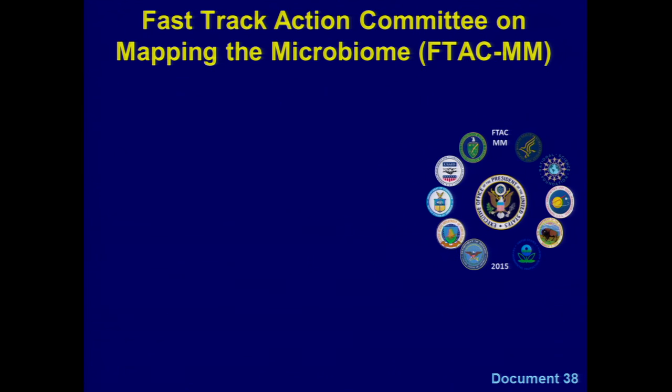Now, as I reported at the last council meeting, a fast-track action committee on mapping the microbiome was chartered by the Office of Science and Technology Policy, or OSTP, with the aims of completing a portfolio analysis of human, animal, and environment-associated microbiome research support across the federal government and of preparing a report for the National Science and Technology Council. The Human Microbiome Project was really the catalyst for the formation of this committee.